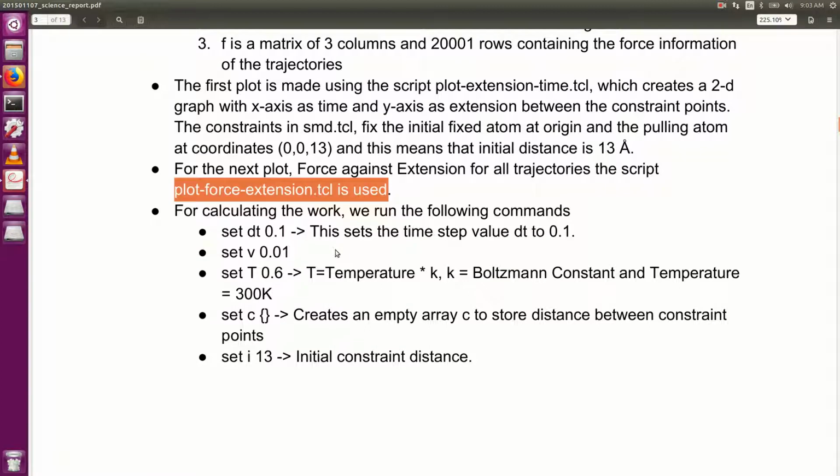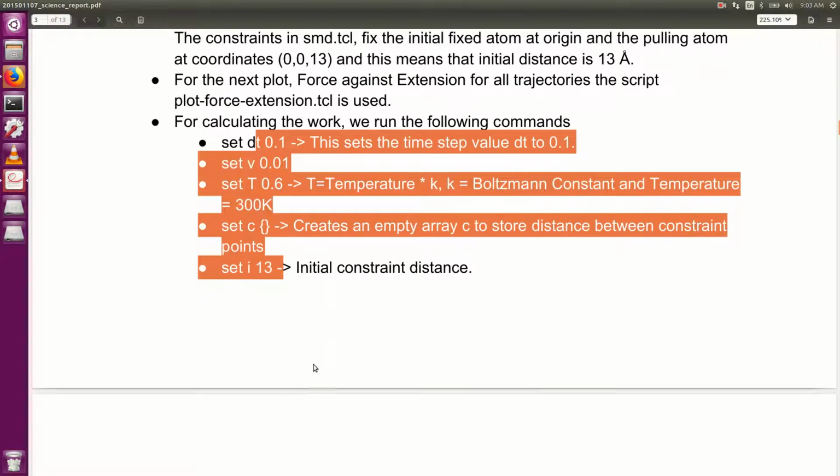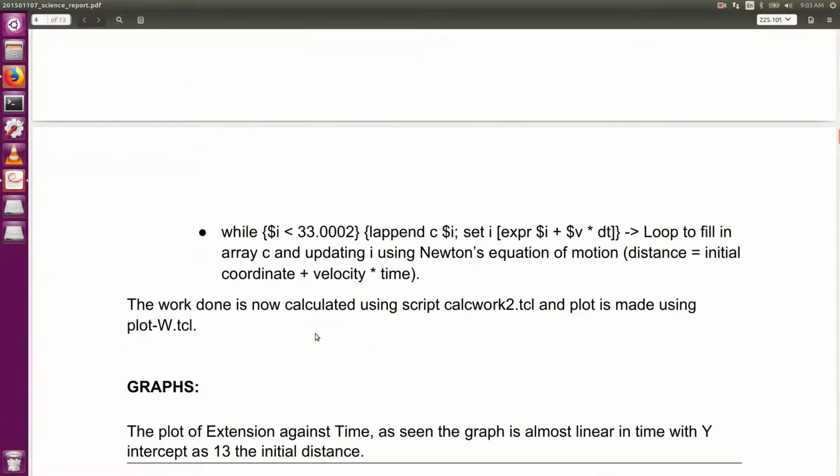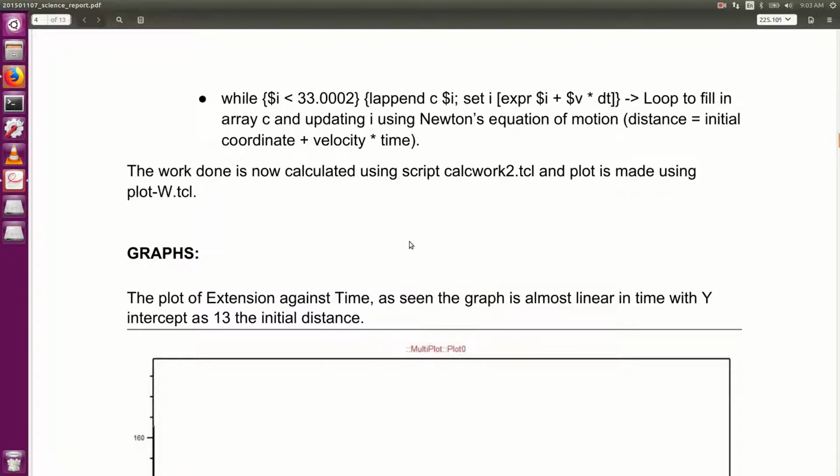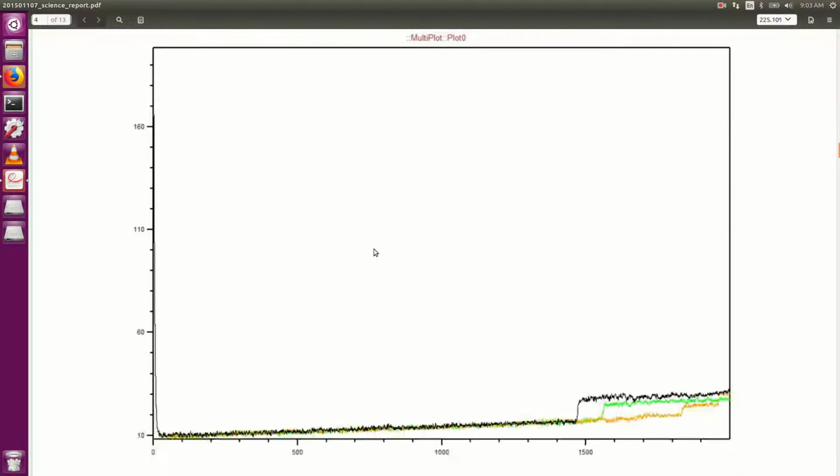For the next plot, force against extension for all trajectories, the script plot_force_extension.tcl is used. For calculating the work, we run the following commands in the VMD Tk console, and the work done is calculated after executing the above scripts using the script calcwork2.tcl, and the plot is made using plotw.tcl. The graphs were obtained as follows.